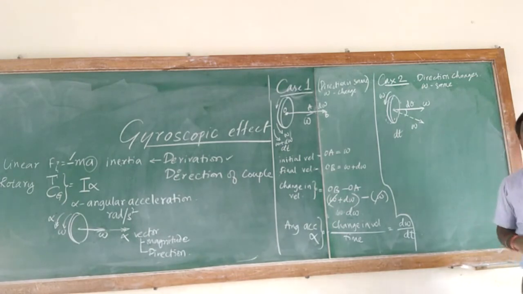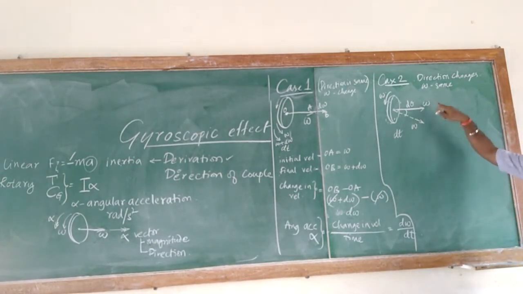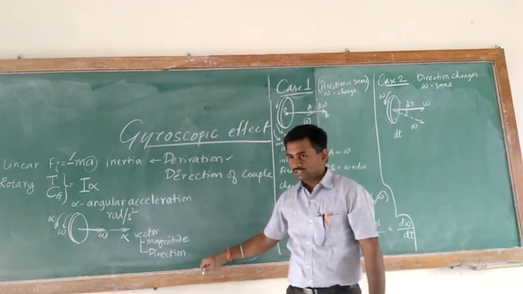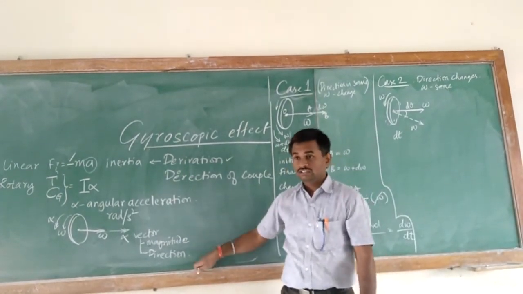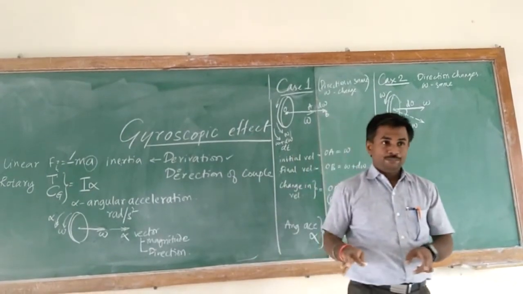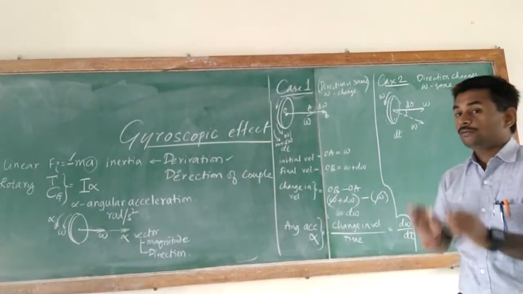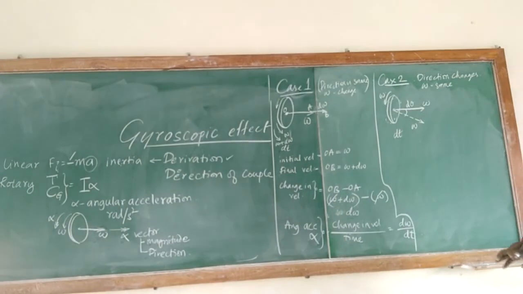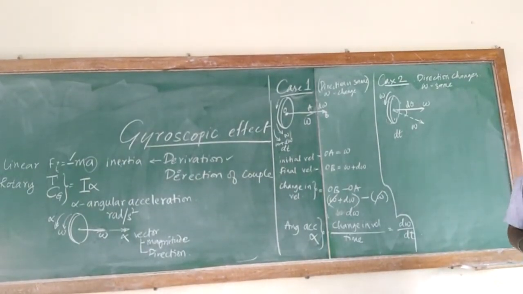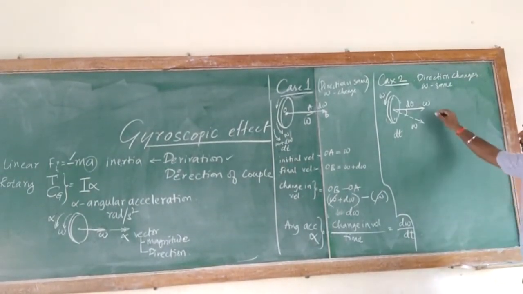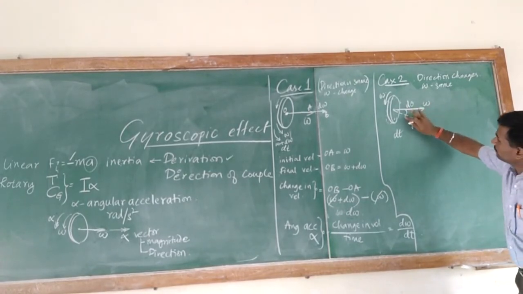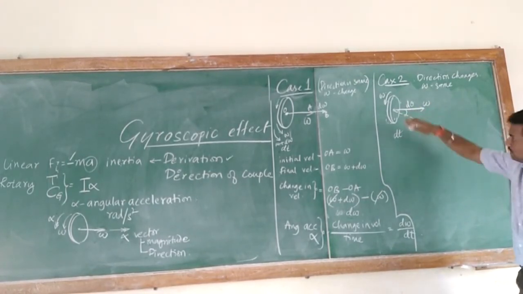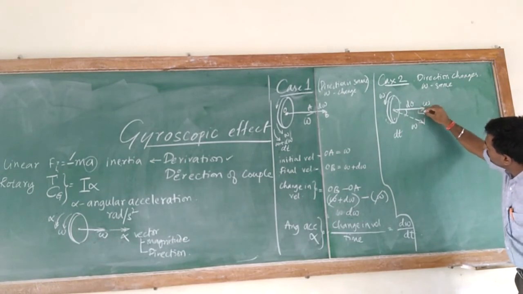Now again we have to find alpha. The magnitude is same, but the direction has changed. I told you, vector has magnitude and direction. Even if the magnitude is same, if direction changes, there is a change in velocity. And if there is a change in velocity, there will be acceleration. So that acceleration change we have to find. Now, how to begin? This angle is very, very small. If this angle is very, very small, we can consider this as a right angle triangle.